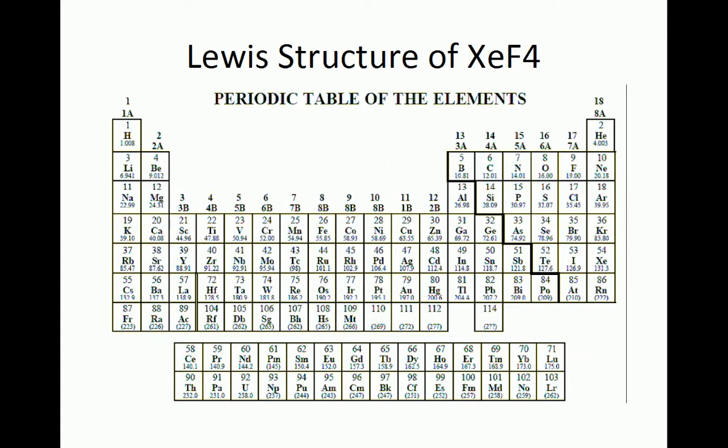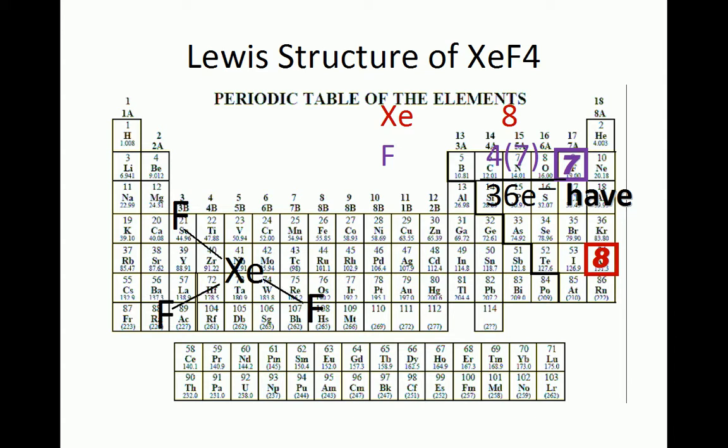Next, we'll draw the structure of xenon tetrafluoride. We find xenon and fluorine in the periodic table and see that we have 36 electrons in the molecule xenon tetrafluoride. We place the xenon atom in the center, attach fluorine atoms with single bonds, and complete the octet around each fluorine atom with lone pairs.